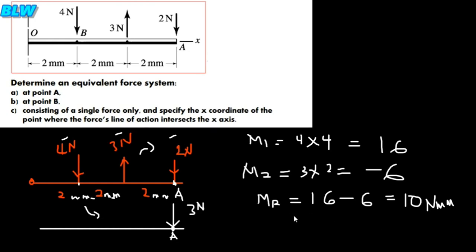Okay, so this is the moment that this force will cause about point A. So that will be the same moment that this resultant force here will cause about point A, and it is a positive moment. So that means it will cause a rotation in the anti-clockwise direction. So I have something like this. Let me make it very careful. Something like this. So that will be 10 Newton millimeter.